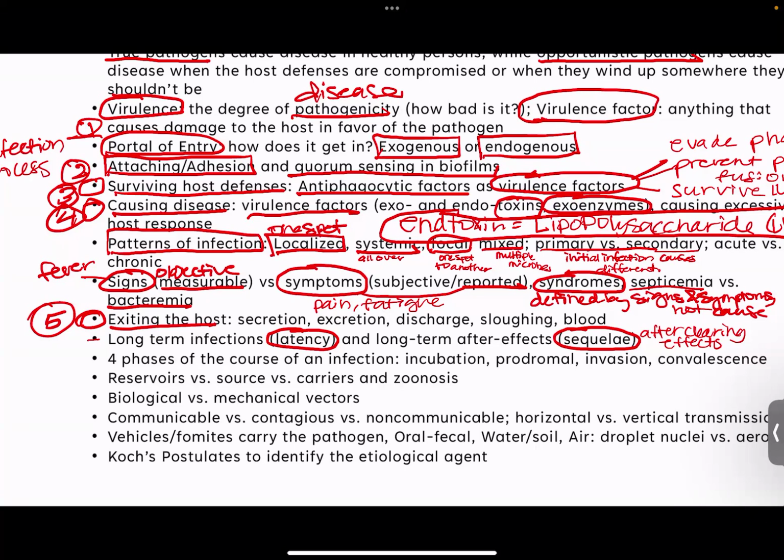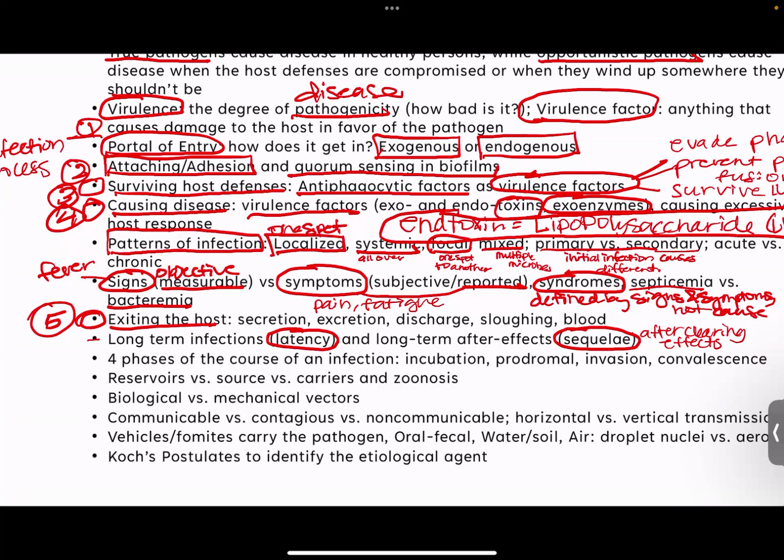Is that lifelong usually? It just depends on the disease. Sometimes it can be lifelong, like the paralysis with polio, but sometimes you can recover from these sequelae. But anytime you have any lasting effects afterwards, that's what sequelae is referring to.